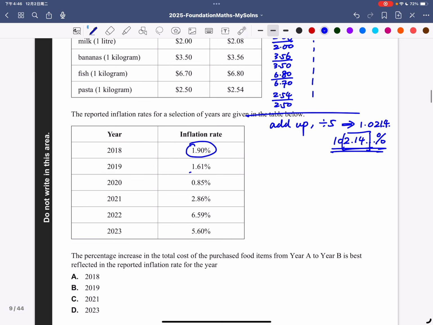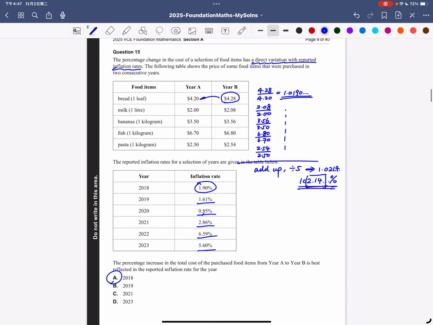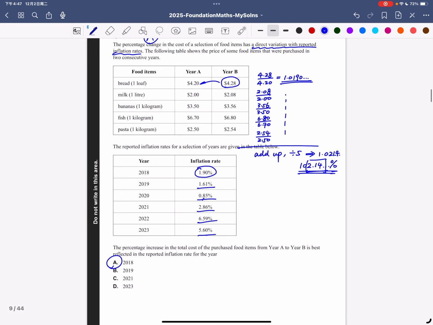Okay, you can see 1.61 is a bit off, 0.85%. Also too far away. 2.86, well, if you calculate the difference, this is too much, this is too much. So I would say 2018 would be the desired answer, in my opinion. Okay, anyway.